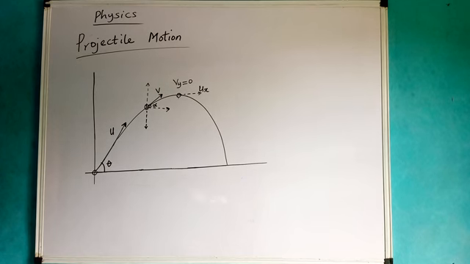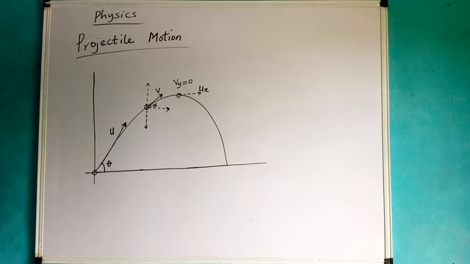If you examine the motion of a projectile very well, there is only one force acting on it, which is the force of gravity. The direction of gravity is usually downward, and it has no horizontal acceleration, only vertical acceleration.